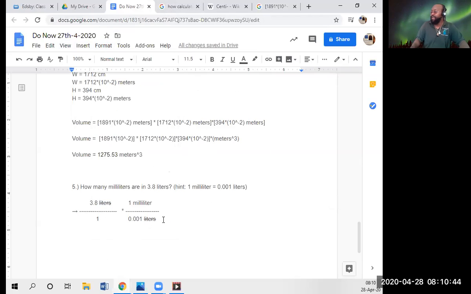And basically, I can take all this, and what's going to happen is it's going to be 3.8 times just the 1 milliliter or one, because the number's gone. And then it's going to be divided by this down here. So what does that look like? Well, let's begin again.